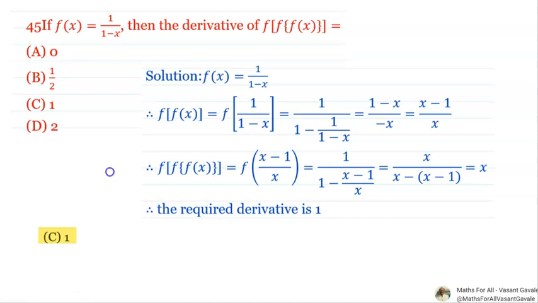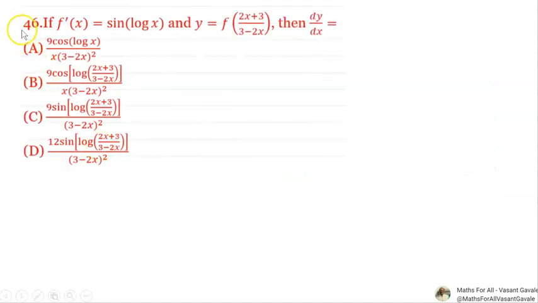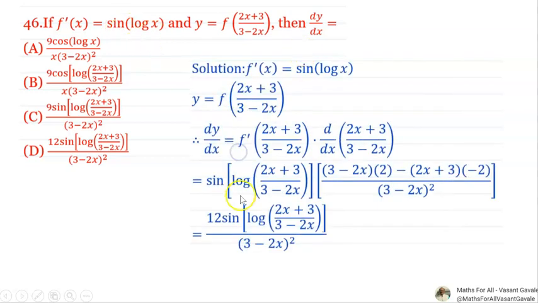Now the next question. If f dash of x is equals to sine of log of x and y is equals to f of 2x plus 3 upon 3 minus 2x then dy by dx is equals to. Then आपल्याला f dash इथे दिलेला okay which is the sine of log x. Find out the dy by dx. f dash of x is equals to sine of log x. y is equals to f of 2x plus 3 upon 3 minus 2x.